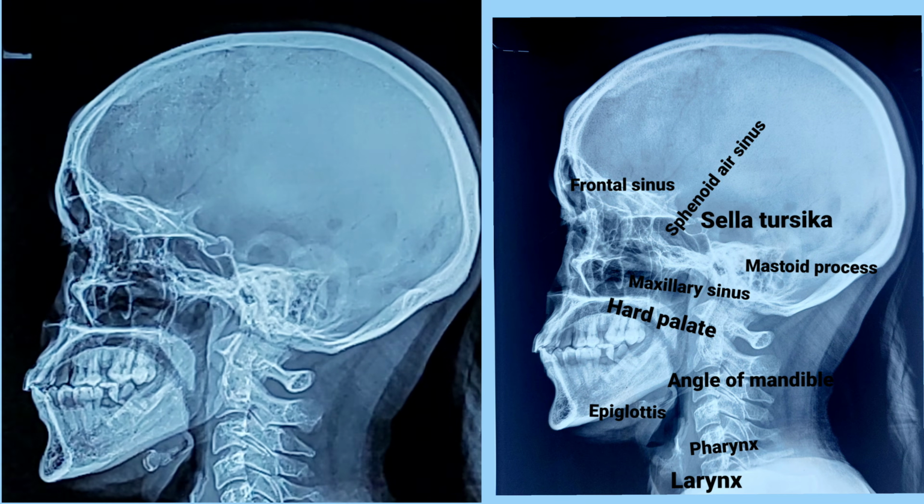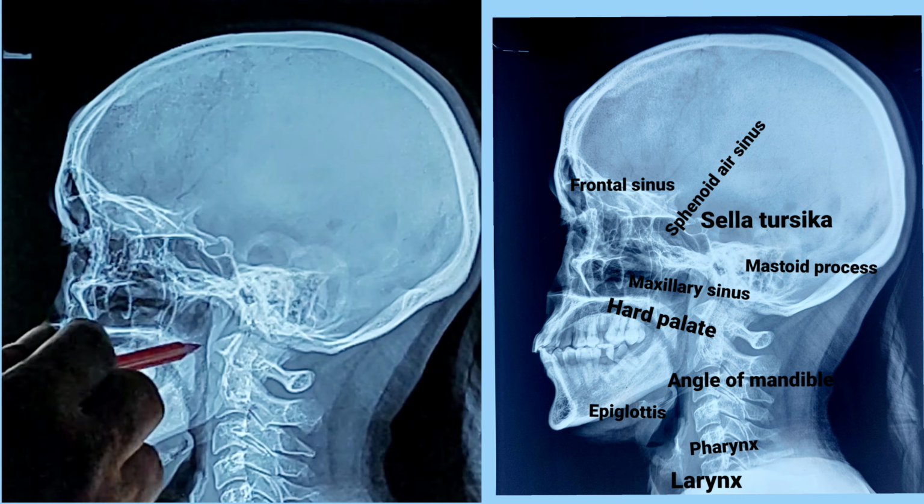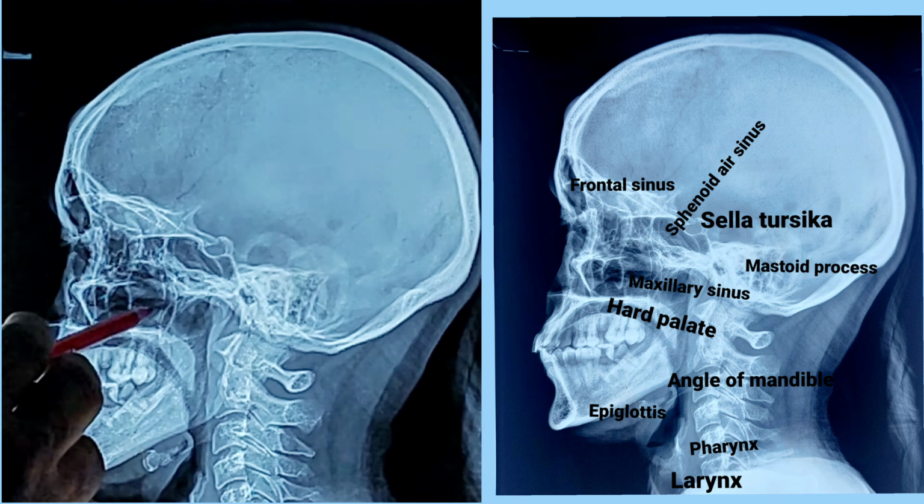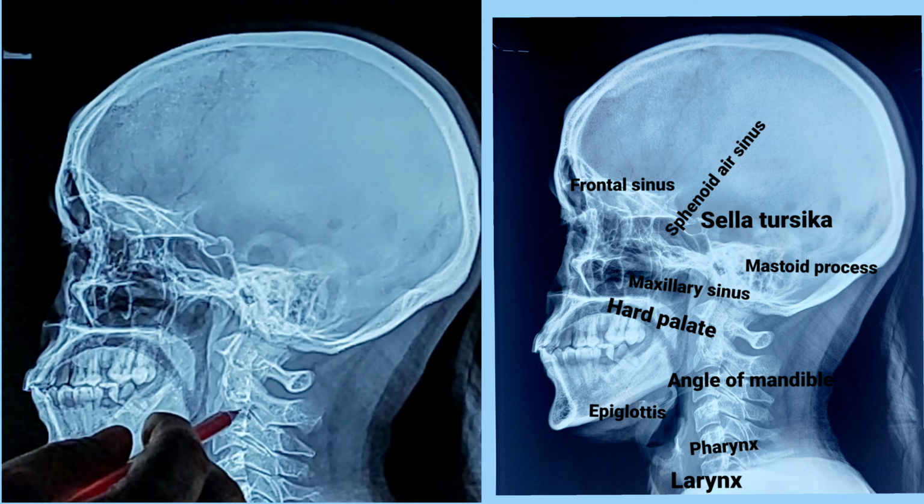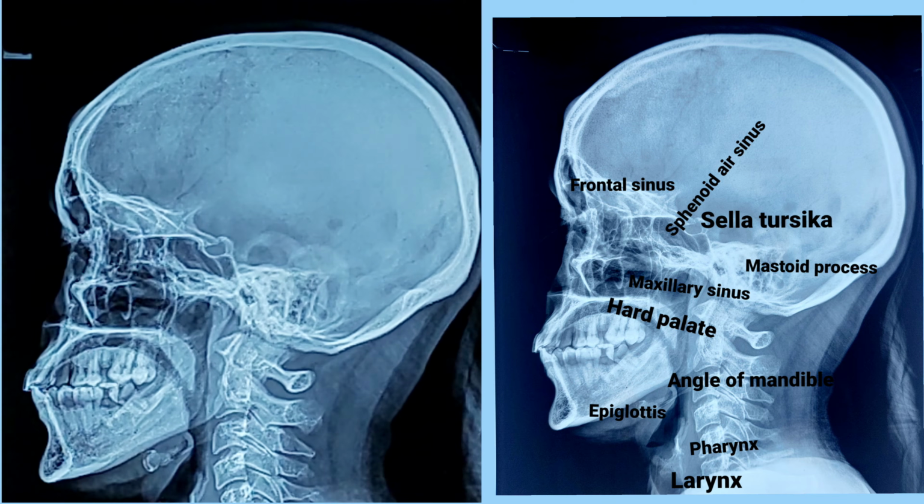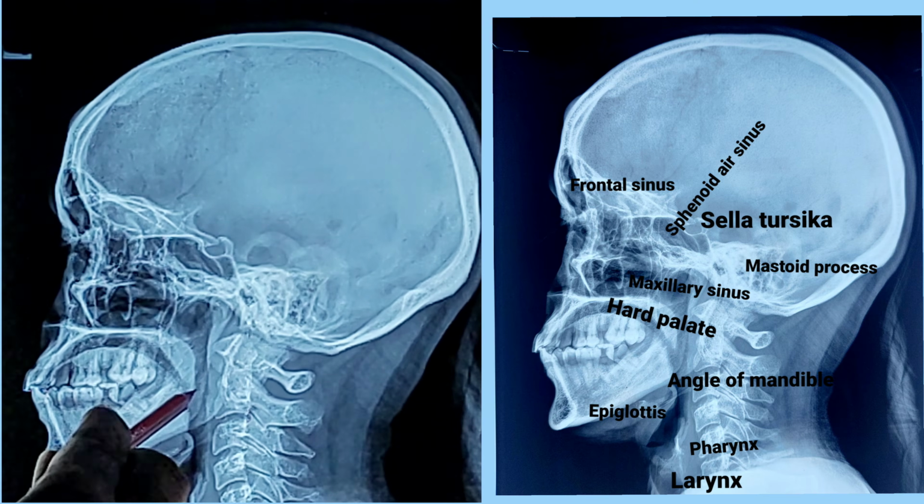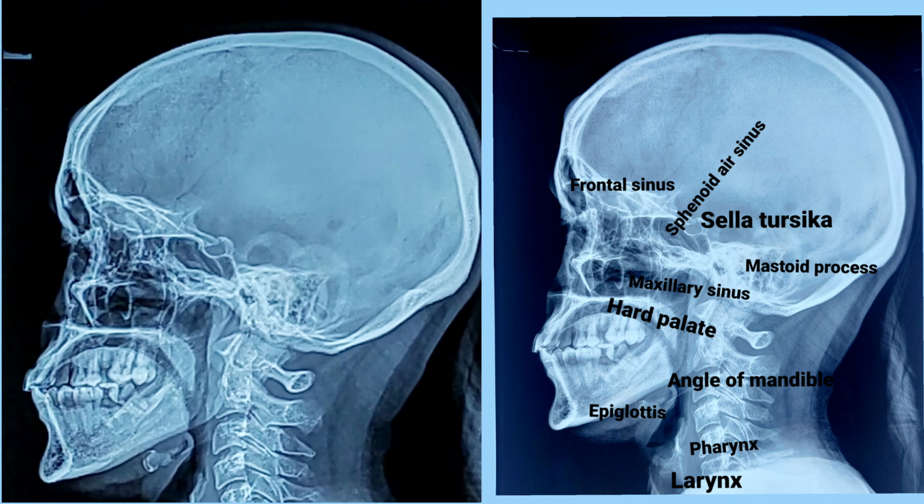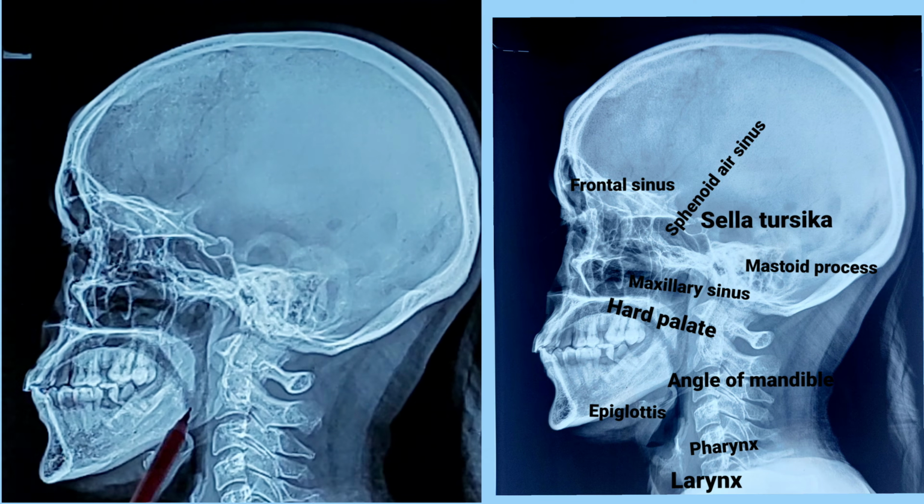In another view, we will see more clearly the different paranasal air sinuses. But in this X-ray, what other radiolucent area can we see? If you go downwards, here you can see one black area, this one. So what is this area? This area is the epiglottis.